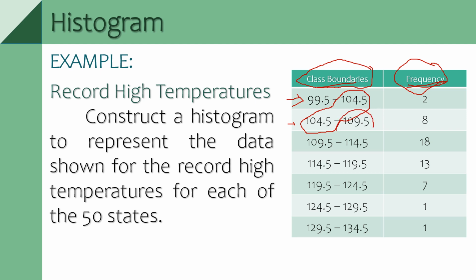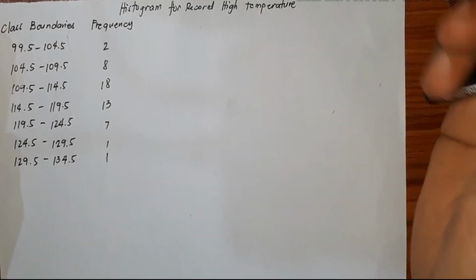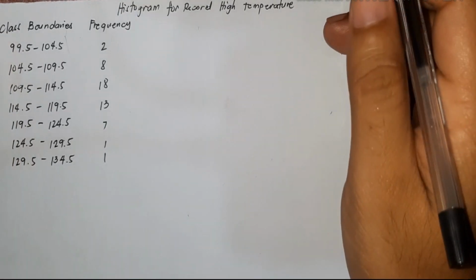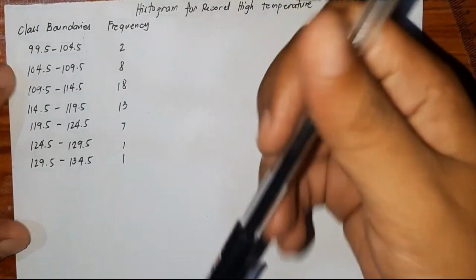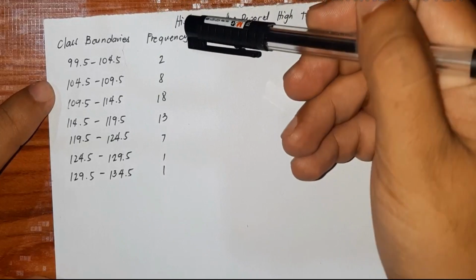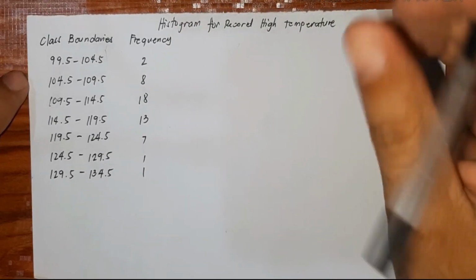Same thing with these: 109.5, 114.5, 119.5, 124.5, 129.5. Ayan, nagre-represent yan ng continuous. So this is the way to construct a histogram for the record high temperatures. The data we need are the class boundaries and the frequency from our previous example.